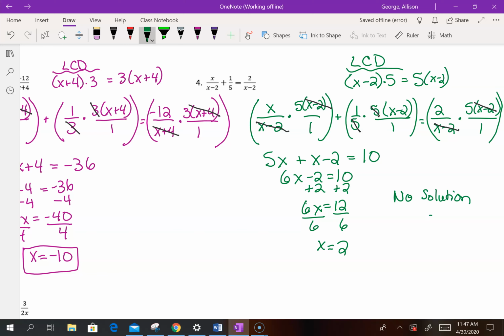So this is where checking becomes important. Like I said, you don't need to write your steps out for checking, but you do need to go through and at least mentally check it. Because if you put x equals 2 as your answer, you would be wrong. So you got to be careful with that. And you can write words or you can write the symbol for no solution. It doesn't matter.